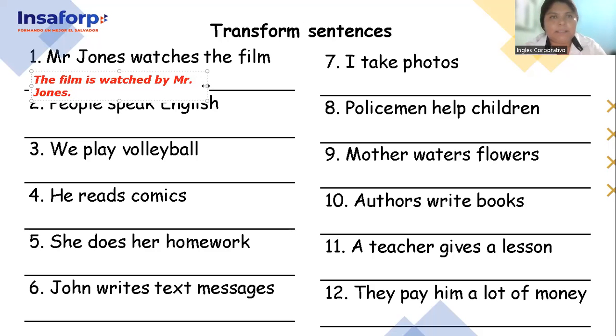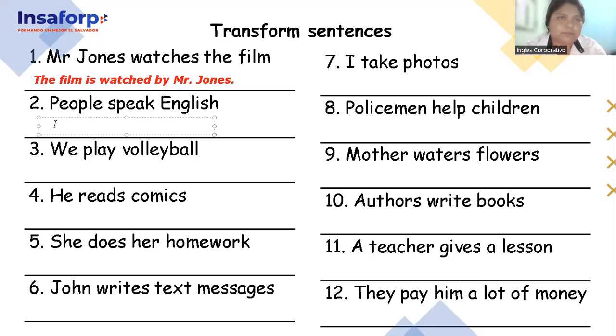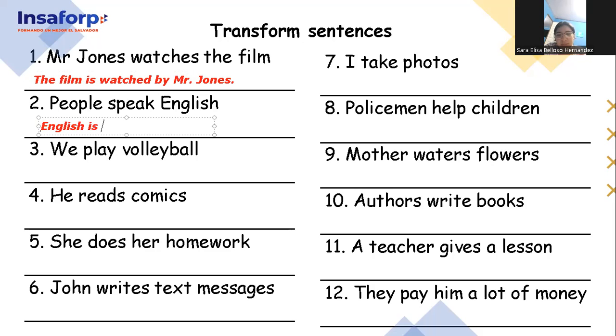Second example, volunteer. People speak English. English is spoken by people. Okay, so do we need to add people again? By people? Is that important or necessary? Not really, right? So English is spoken, okay? But you can do it. That's not important.